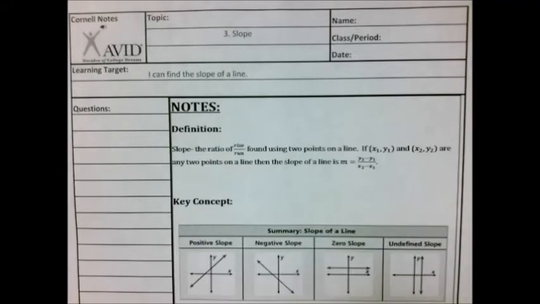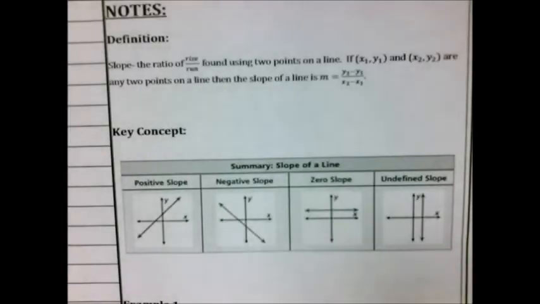But we're talking about slope today, and more specifically about finding the slope of a line. So let's get going on some definitions here. Hopefully most of this will be somewhat of a review for you guys. But let's talk about what slope is. Slope is the ratio of rise over run found using 2 points on a line.